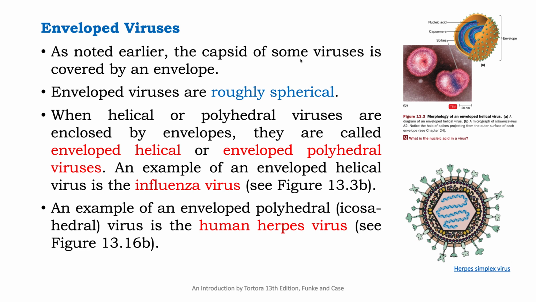Then you have something called an enveloped virus. As we have already seen, some of the capsids can also have an additional covering on them, which is called an envelope. And mostly the enveloped viruses are roughly spherical in shape. This is an example of an influenza virus, which is an enveloped virus and has a spherical shape. But helical as well as polyhedral viruses can have an envelope. If it is a helical virus which has an envelope, it is called an enveloped helical virus, or an enveloped polyhedral virus, which is the case of influenza.